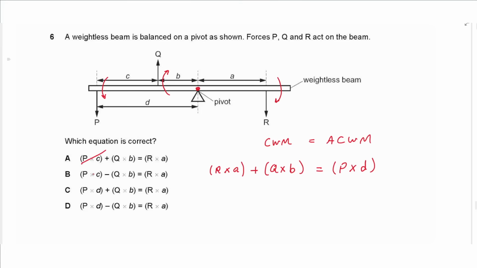So P times C is not accepted since the distance from P to the pivot is D, not C. And then we have P times D, which is alone on this side, plus, no, if we move this bracket to the other side, because we have R times A on the other side, this goes with a negative sign, so we choose the one with the negative sign. So the answer is D.